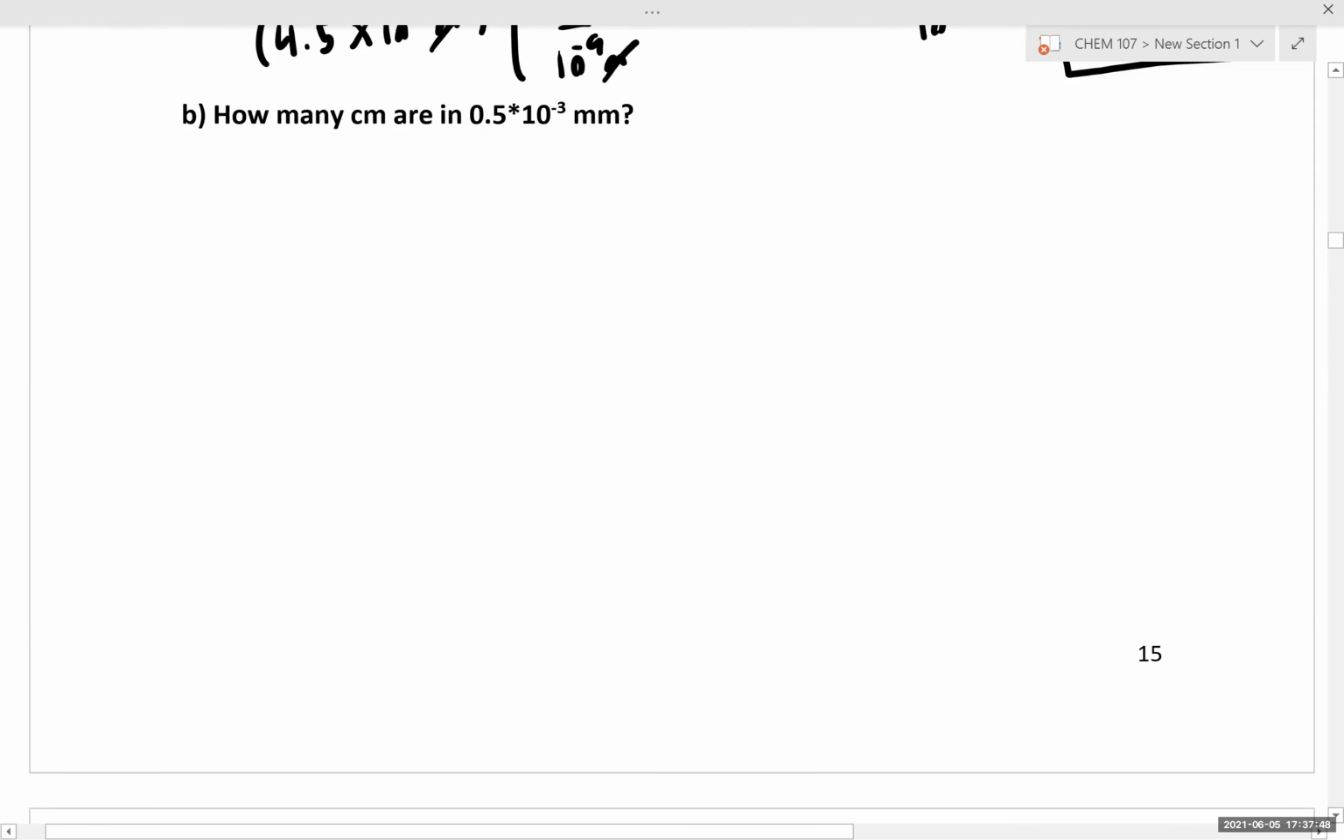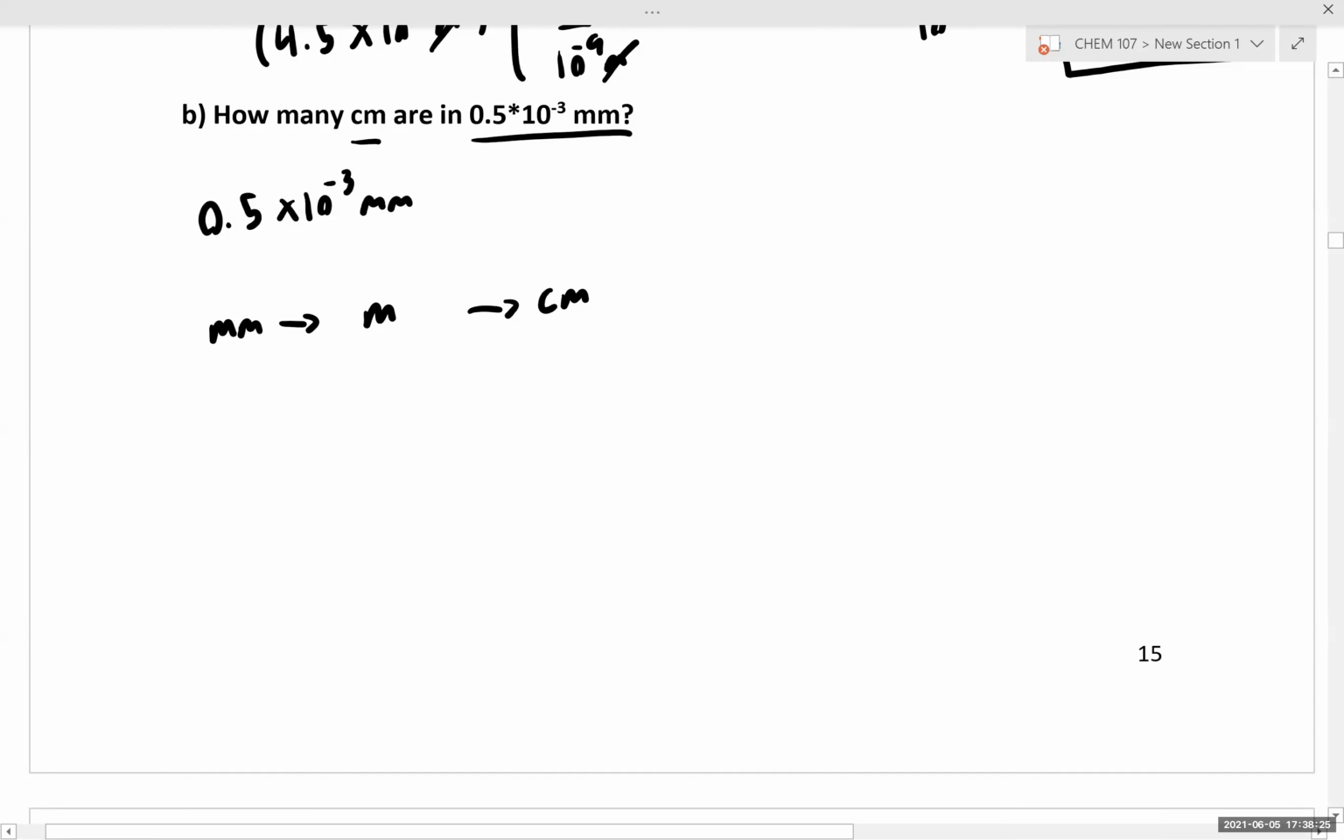So this time we're asked how many centimeters are in 0.5 times 10 to the negative 3rd millimeters. So we're starting off with 0.5 times 10 to the negative 3rd millimeters. So we're starting off with units of millimeters, and we are trying to get to units of centimeters. So with that, what is our shared base unit? Millimeters, centimeters, our base unit is meters.